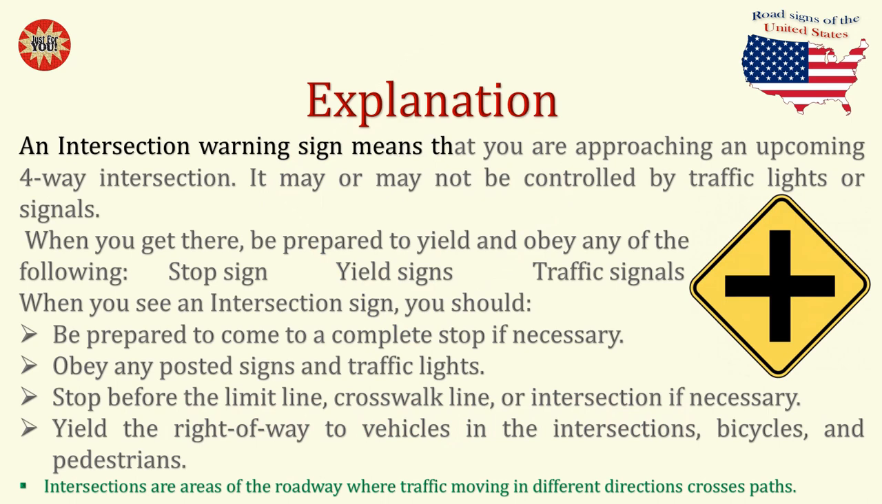Explanation: An intersection warning sign means that you are approaching an upcoming four-way intersection. It may or may not be controlled by traffic lights or signals. When you get there, be prepared to yield and obey any of the following: stop sign, yield signs, traffic signals. When you see an intersection sign, you should be prepared to come to a complete stop if necessary. Obey any posted signs and traffic lights. Stop before the limit line, crosswalk line, or intersection if necessary. Yield the right of way to vehicles in the intersection, bicycles, and pedestrians.